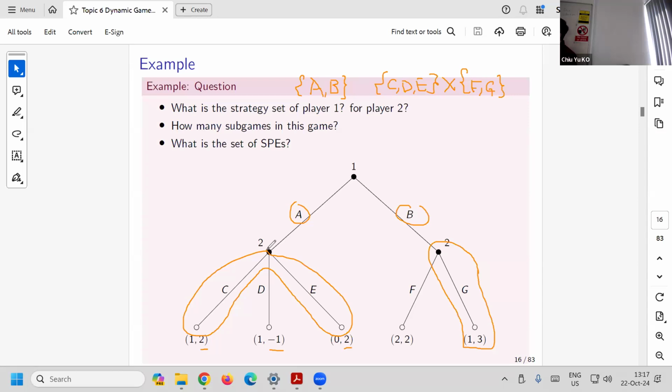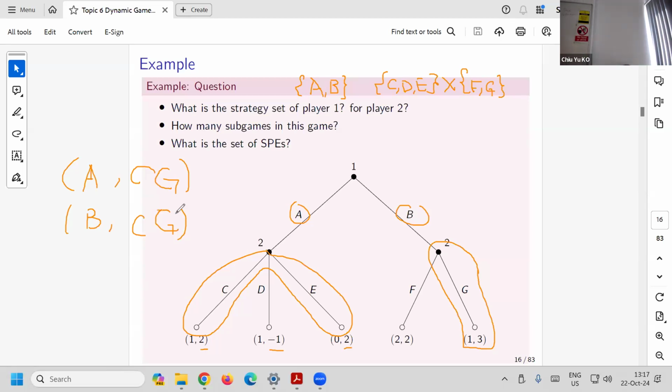Okay. First is under CG. Under CG, what will player 1 be doing? Under CG, player 1 is choosing between A or B. A or B will give 1. Doesn't really matter, right? Player 1 is indifferent. So A is equilibrium, B is equilibrium. So ACG is the first equilibrium. BCG is also the second equilibrium. Right? Because under CG, player 1 is indifferent.